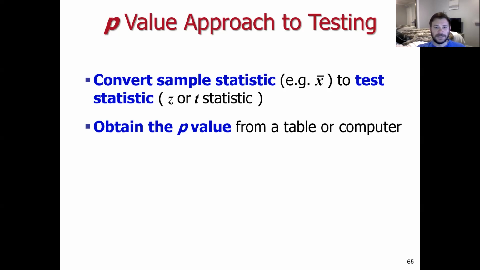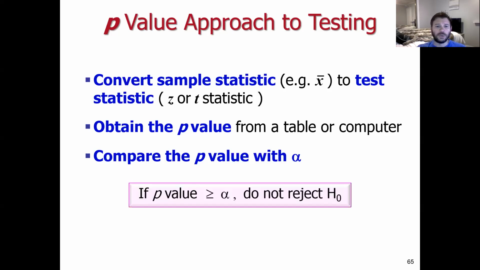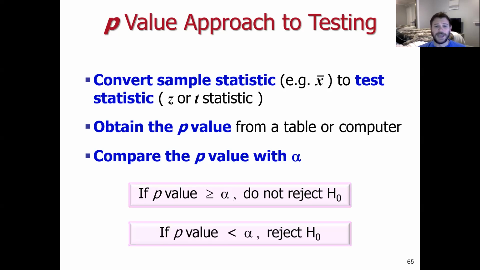So once we have the p-value, we're going to compare our p-value to alpha. And if the p-value is greater than or equal to alpha, then we are not able to reject the null hypothesis. Remember, the p-value is defined as the smallest level of significance for which we can reject the null hypothesis. So if the p-value is smaller than alpha, then we're going to go ahead and be able to reject the null. So this is our decision rule utilizing the p-value approach.